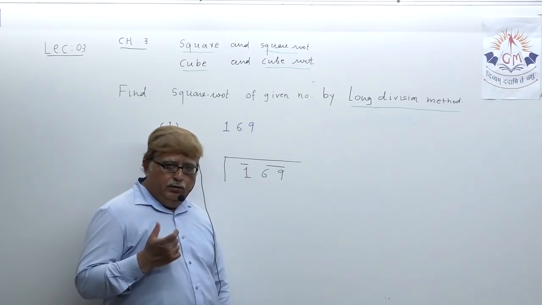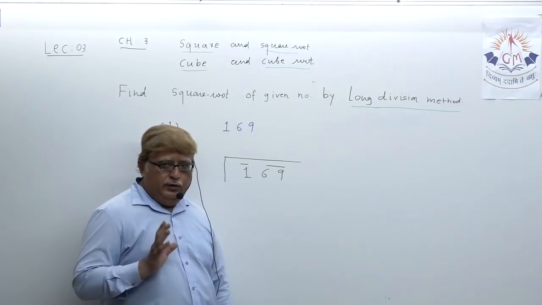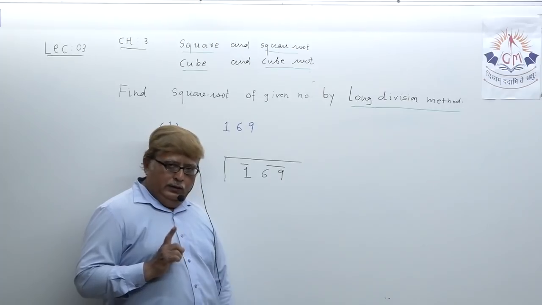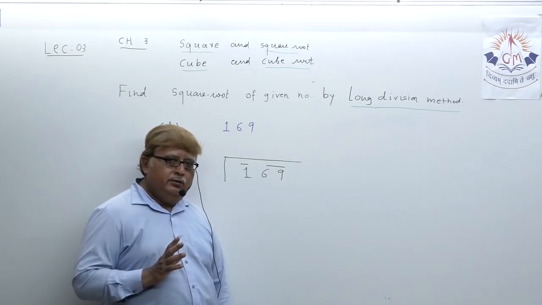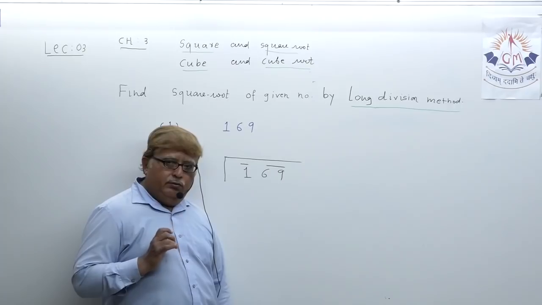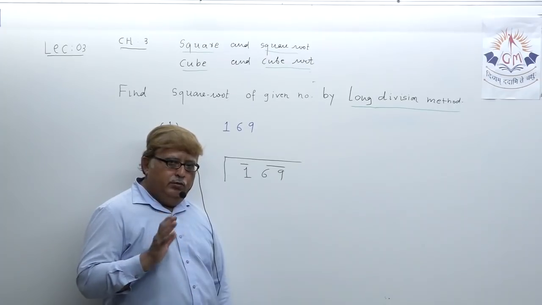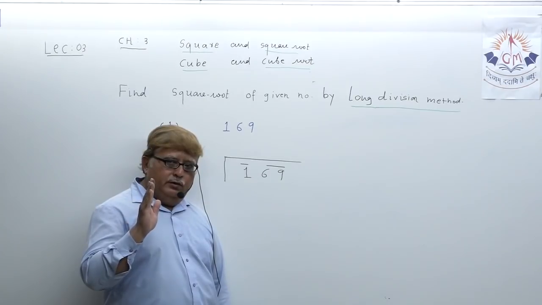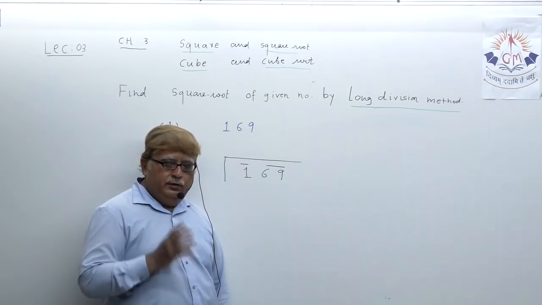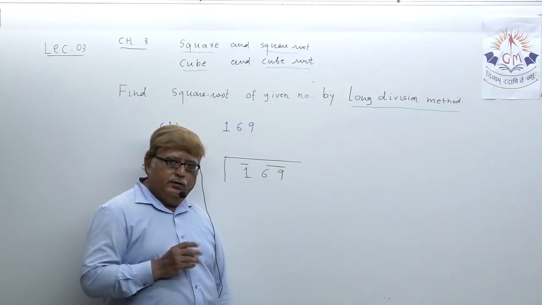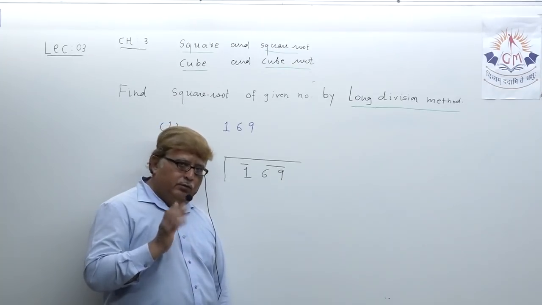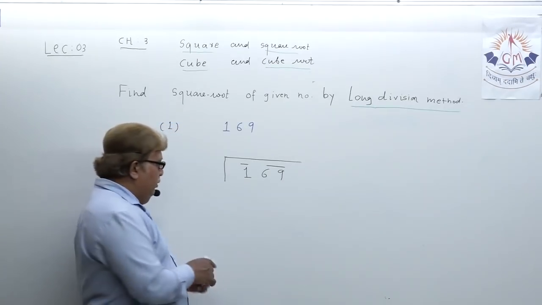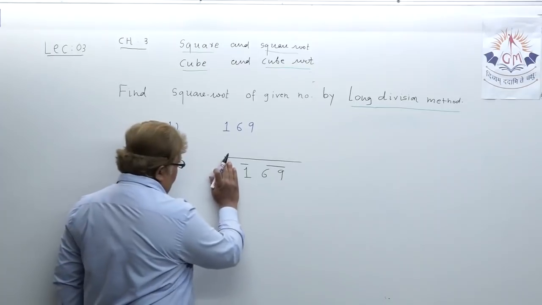Before I go for the next step, is it clear in your mind? Write the number in the division sign. Divide the 3-digit number in 2 parts, the first part containing 1 digit, the second part containing 2 digits. Okay? Now, my dear student, think, third step, what to do.